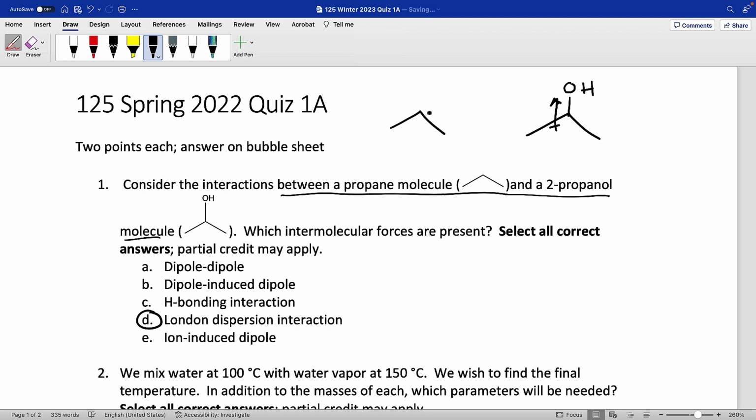On the other hand, if we look at propane, it's a hydrocarbon and it has a very modest amount of separation of charge, and it's not going to have a dipole moment. So we can't have dipole-dipole, so let's cross that off.